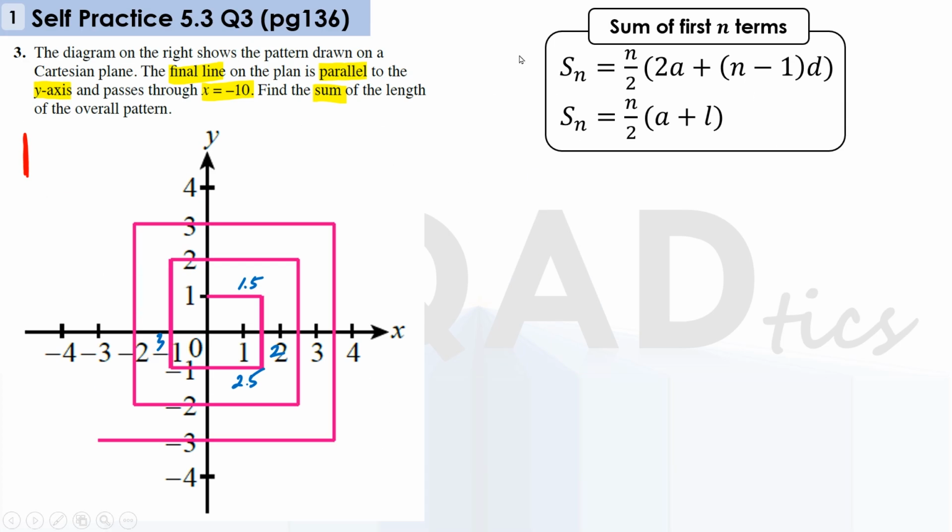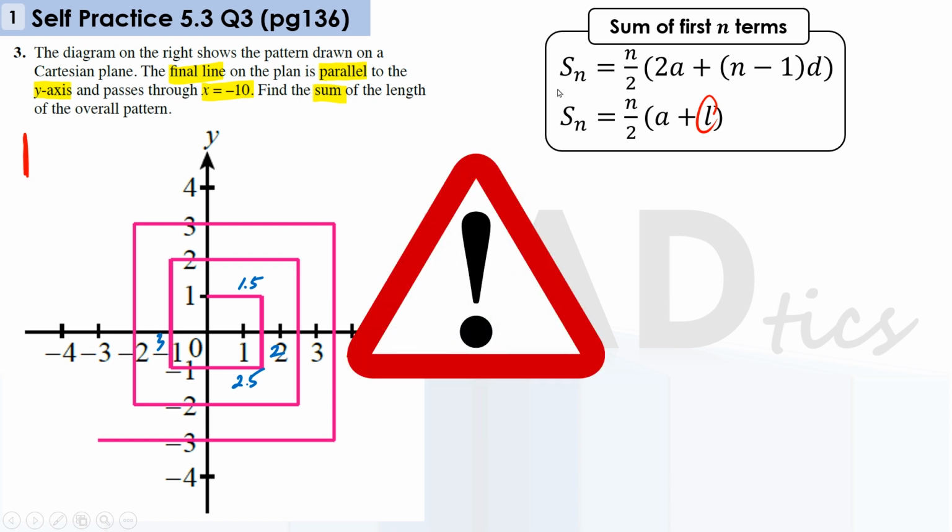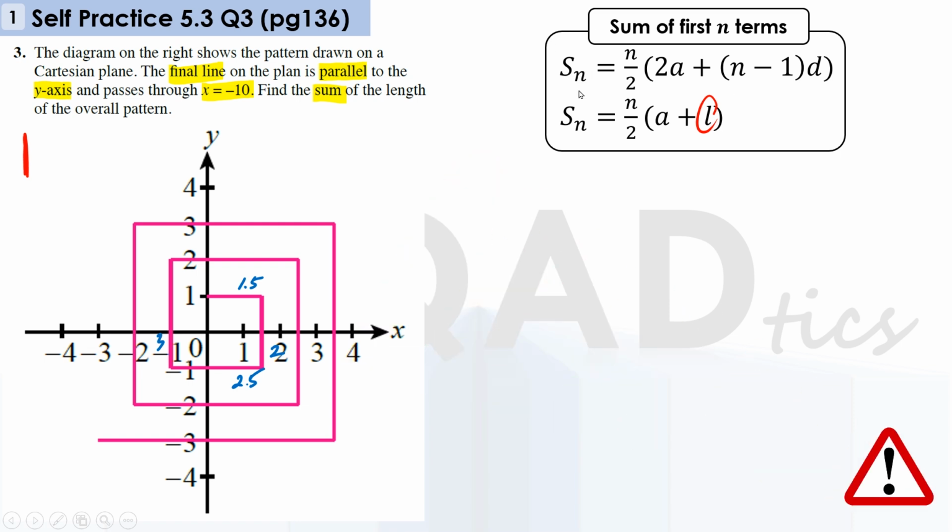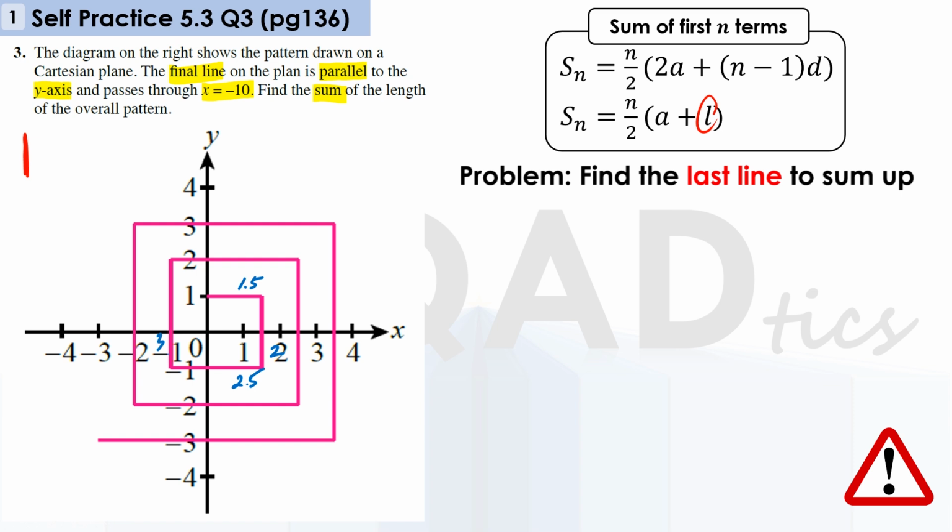In AP, we have 2 types of Sn formulas, but here I will reject the second one because of the L. L is the last term, and we don't know which line is the last line. So here we will use the first formula. But the question is, how do we find the value of n? Meaning, how many lines should we sum up? We need to find which line is the last line that we should sum up.